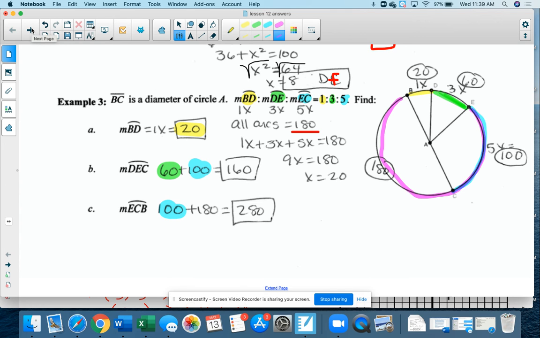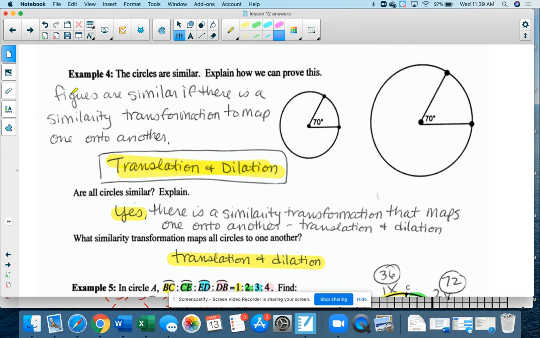Okay, turning over to the next page. Circles are similar. Explain how we can prove this. Now, this is going back to, I don't know, probably the beginning of the winter. We talked about similar figures. Figures are similar if there's a similarity transformation that maps one onto the other.